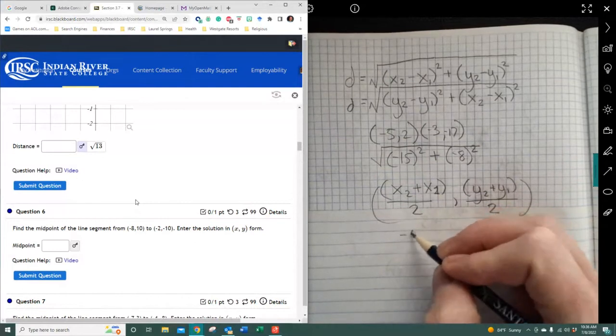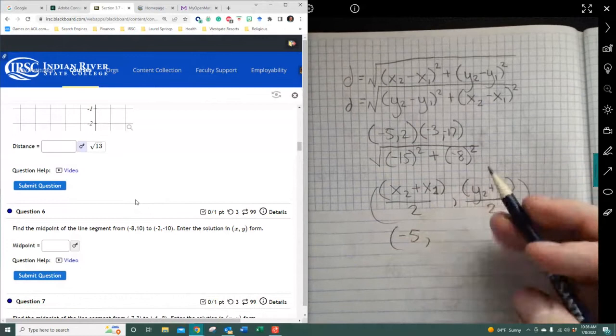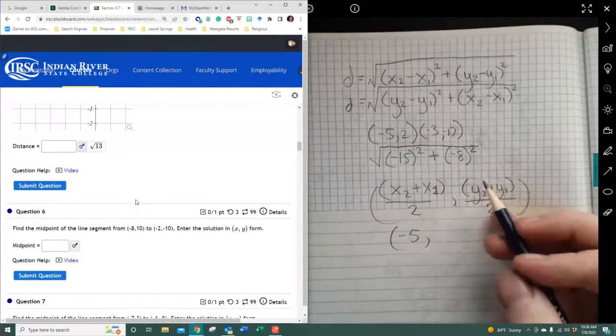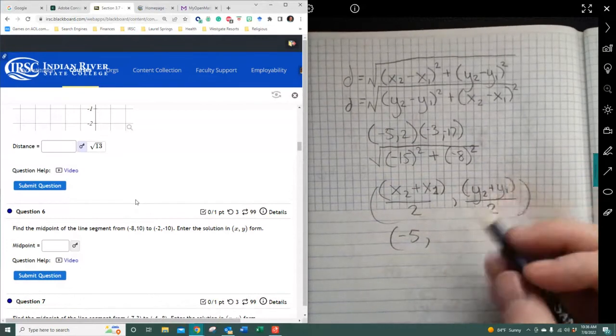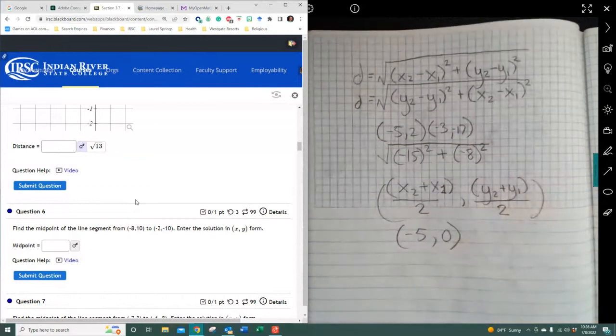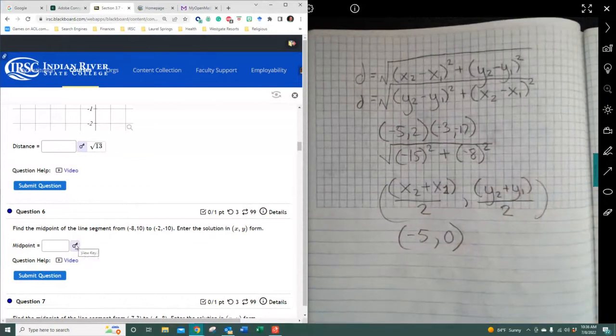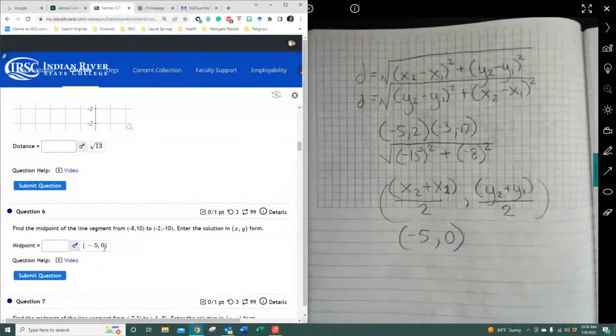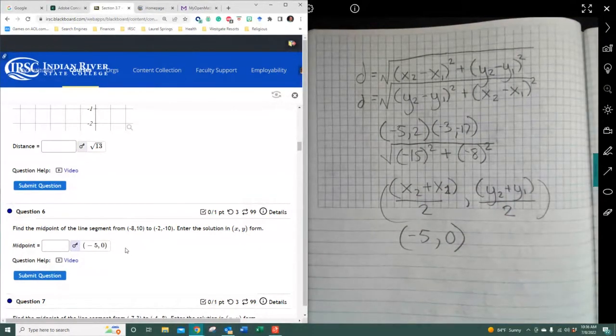Okay. So now it's -2, -8 added to -2 is -10. Divided by 2 is -5. Yes, you can do it mentally. Add 10 to -10, you get 0. 0 divided by 2 is 0. So we get that. So our answer for the midpoint is -5, 0. All right, that's how simple it is.